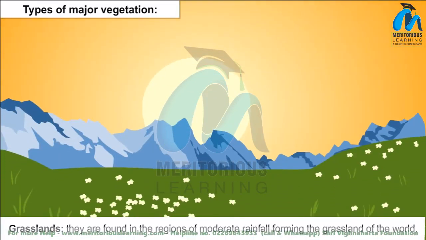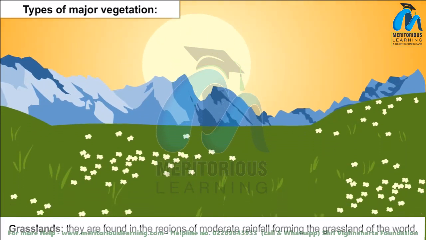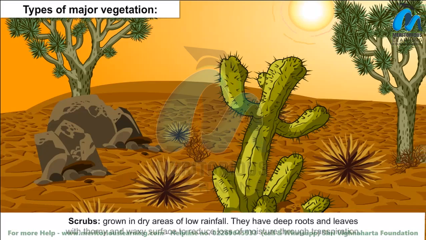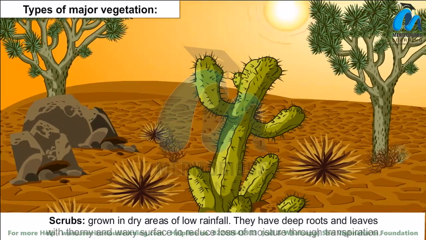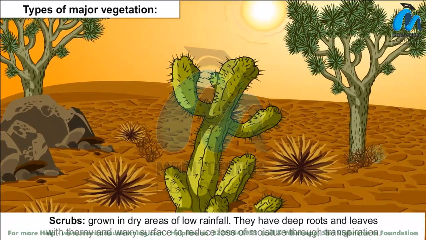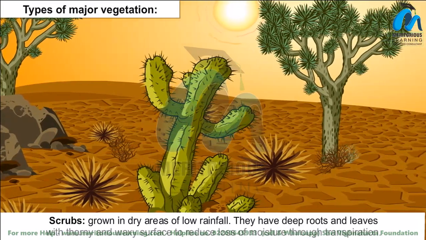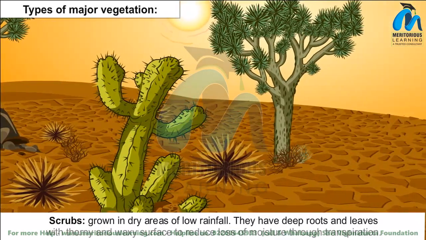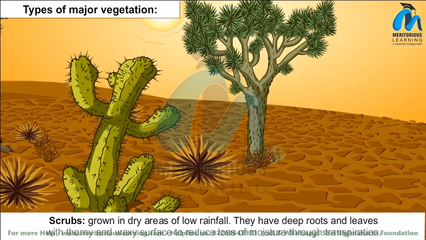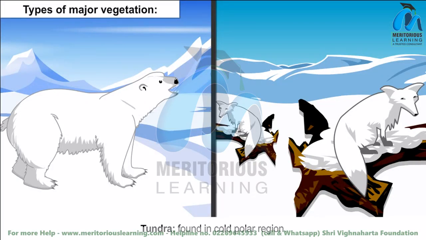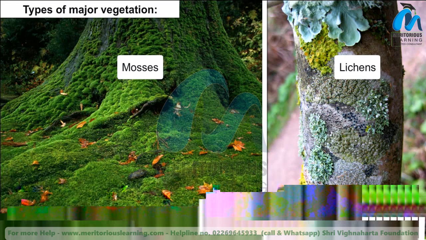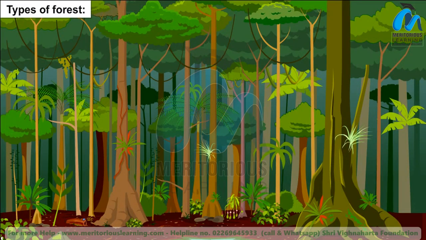Grasslands. They are found in the regions of moderate rainfall, forming the grasslands of the world. Scrubs. Grown in dry areas of low rainfall. They have deep roots and leaves with thorny and waxy surface to reduce loss of moisture through transpiration. Tundra. Found in cold polar regions, for example, mosses and lichens.